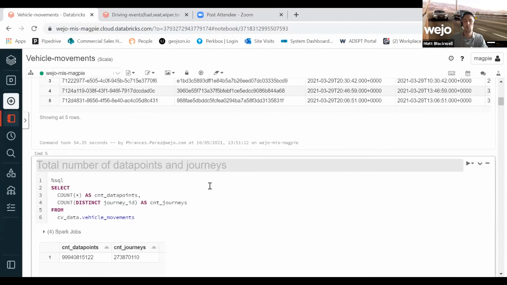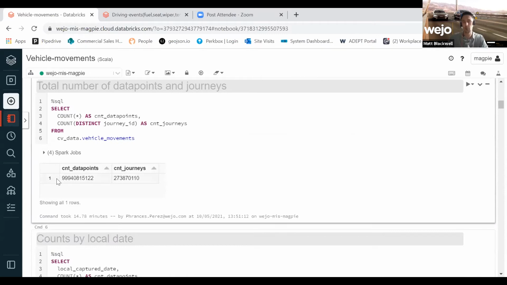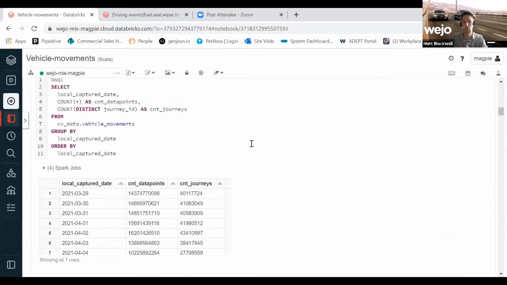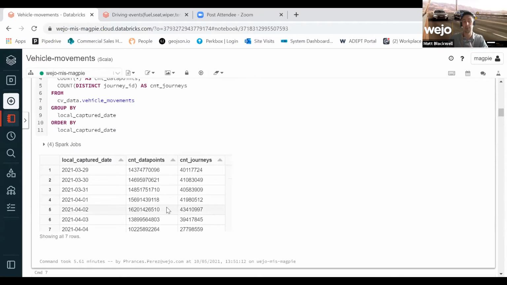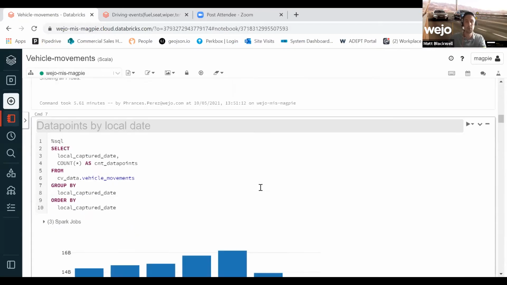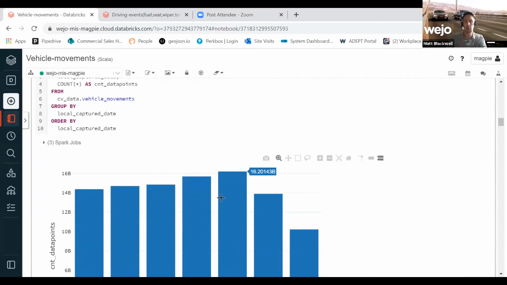First things first, we've started to produce some aggregate tables for you. As I mentioned before, a count of the number of data points and a count of the number of journeys over that 1 week period. We've then broken that down by day, and this is across the US. So at the moment, we are very much on the helicopter view of looking at the whole of the US with that aggregate output.